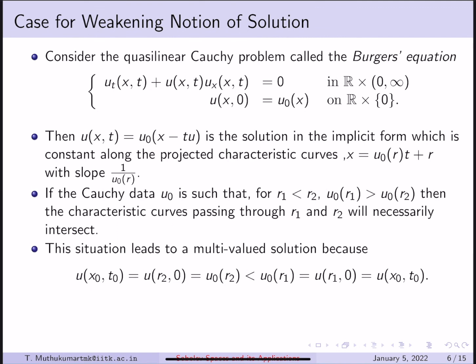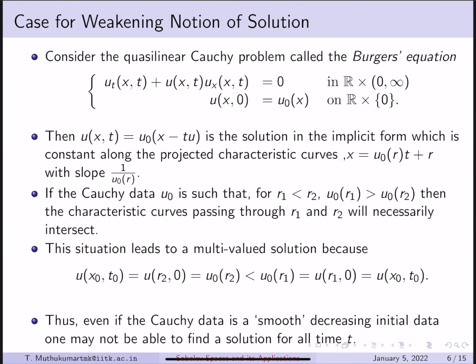All this I have explained. So this is the situation where you will have the multi-value. If you choose u naught such that it takes different values like this, then you actually have a multi-value. So at one point, this is the point of intersection, x naught, t naught.